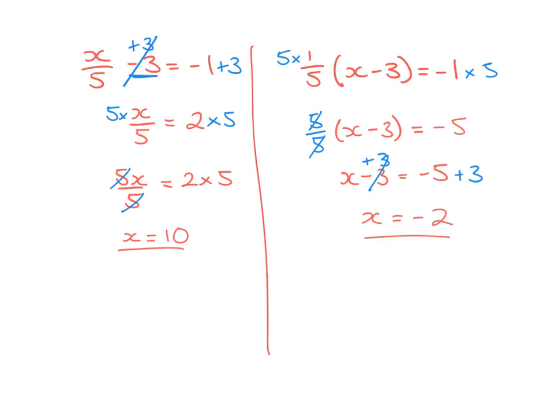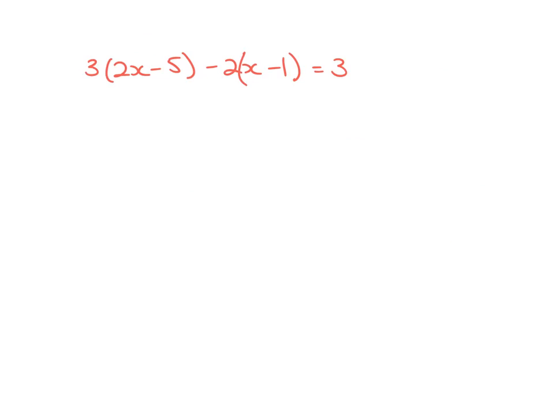Is that okay? All right, so this one looks a little bit more complicated. We've got a couple of x's, we've got some brackets. What do you reckon is going to be the easiest thing to do in this case?